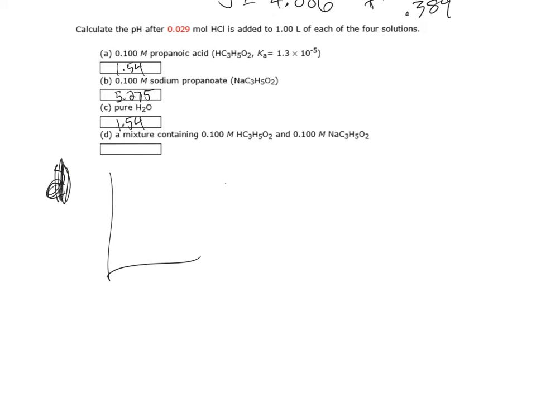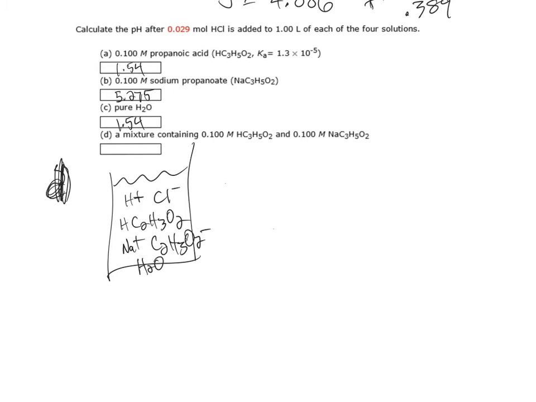Once again, I like to draw the reaction vessel and all of the species in it. So we've got a strong acid, hydrochloric, which would exist as broken apart once it's dissolved. And in part D, we have the weak acid, propanoic, as well as the salt, sodium propanoate, which would exist as broken apart because salts are strong electrolytes. And of course, with any aqueous species, we have water.